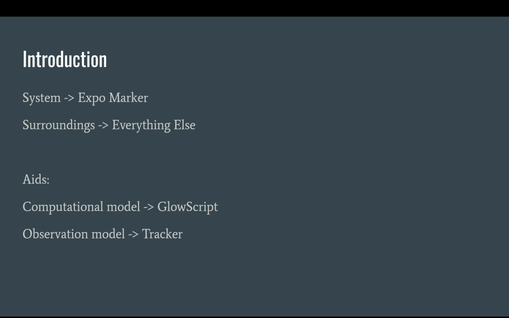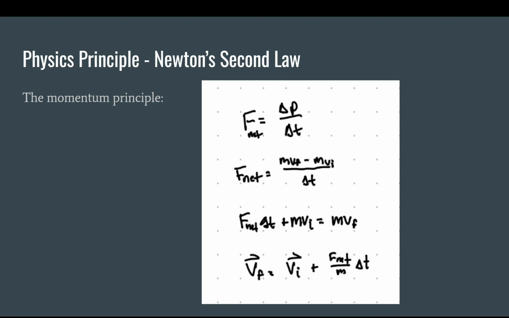So the system in this experiment will be the expo marker that I will be rolling, and the surroundings will be everything else, like the floor. The aids I'll use in this lab are GlowScript for the computational model and the Tracker app for the observation model. So this lab goes with Newton's second law, otherwise known as the momentum principle.